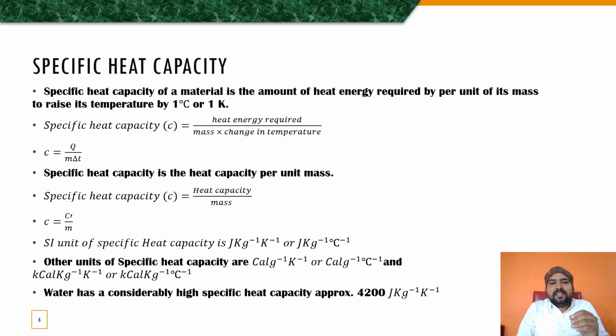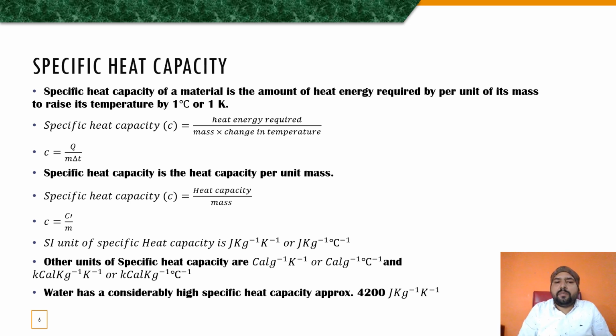Now we'll come to the topic called specific heat capacity. See, this is the heat capacity of a particular material. Like heat capacity, if the amount of water is different, the mass of water is different, so the heat capacities will be different. That's why we talk about specific heat capacity, where we calculate the heat capacity of unit mass of water or any substance like that.